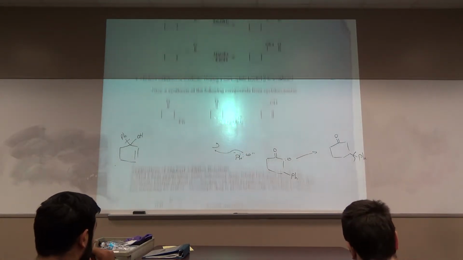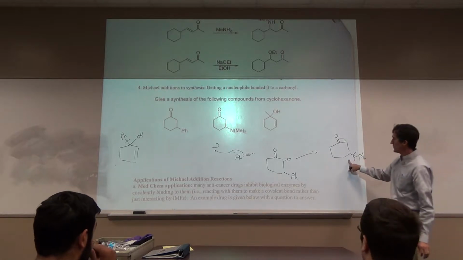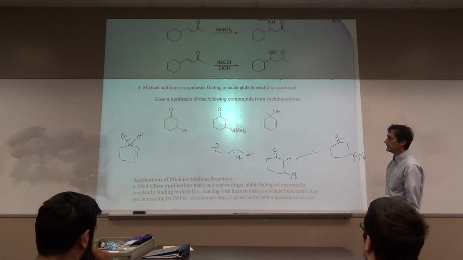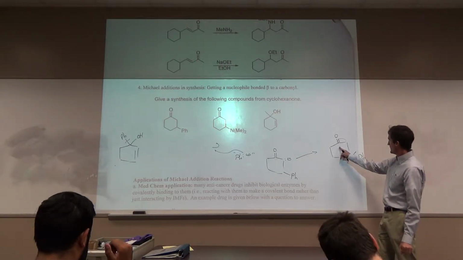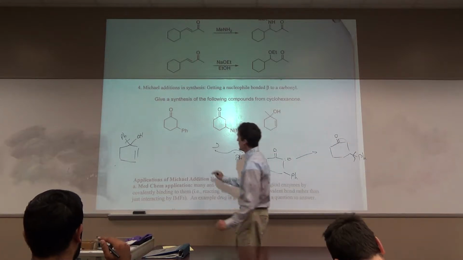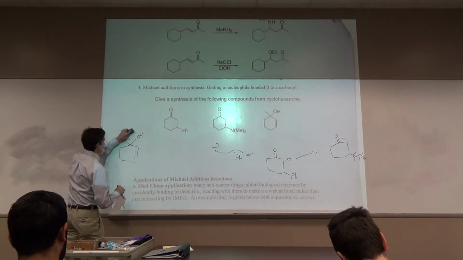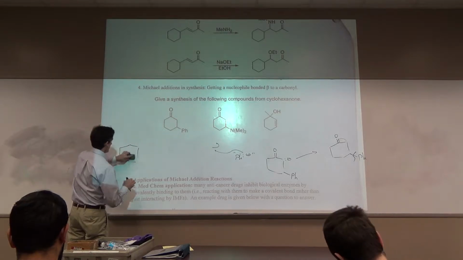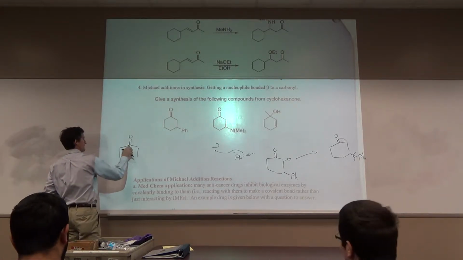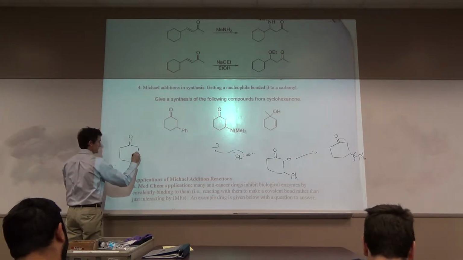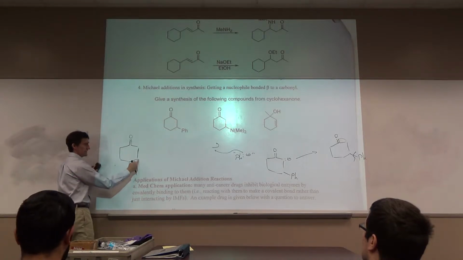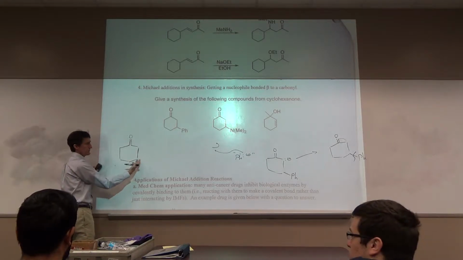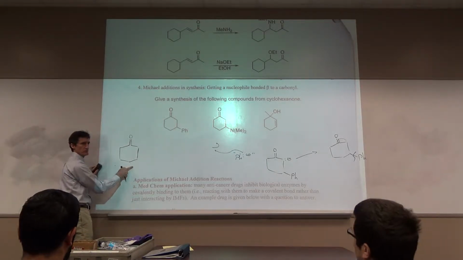Over here, synthesis. Here's the first compound, synthesized from cyclohexanone. Recognize, okay, cyclohexanone, no double bond. How can we get a nucleophile bonded here? Well, right now it's just CH2. You don't have a leaving group or anything. There's no chemistry here that you can do.